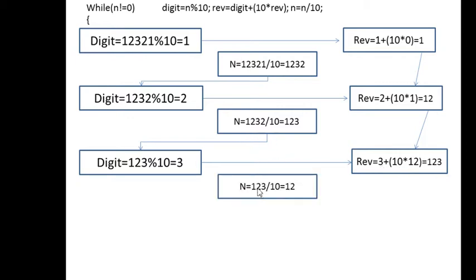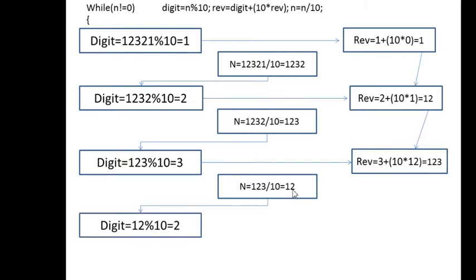So now n is equal to n by 10. What is the n? N formed here is 123. 123 divided by 10, so the new value of n is 12. Now this new value of n is passed to the next loop. This is the first loop, second loop, third loop, fourth loop, because n is still not equal to 0. So n is equal to 12 here.